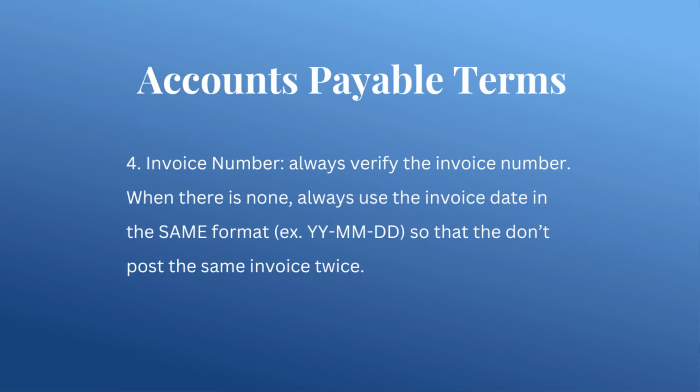Number 4, invoice number. The invoice number is used in your system to make sure you don't enter the same invoice twice, so this is very important. Nobody wants to double pay. Most systems will give you a warning if you enter the same invoice number twice. The problem is sometimes there is no invoice number. In that case, enter the invoice date, but decide the format that you'll use and be consistent. For instance, year, month, day.